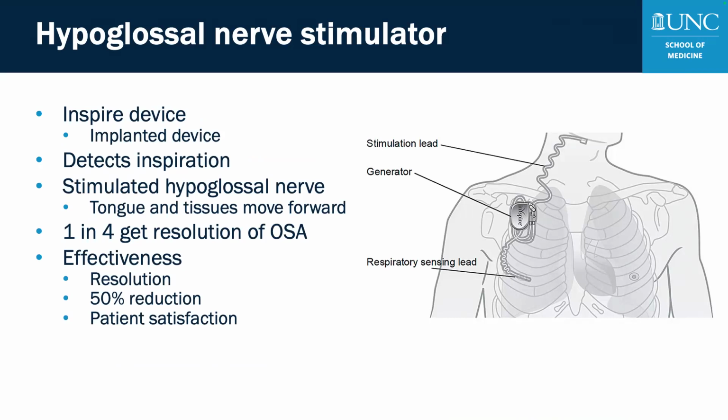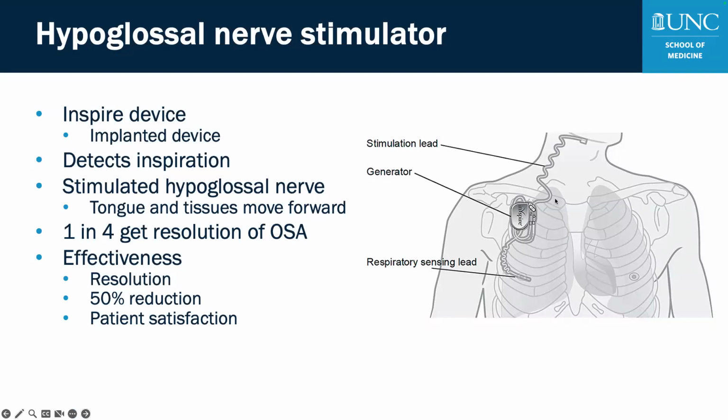So the hypoglossal nerve is the nerve that innervates the muscles of the tongue. And so there's a little device that is implanted in a little pocket under the skin in the chest, with a wire that goes down onto the muscles between the ribs, the intercostal muscles, to detect when you're taking a breath. And then there's another little lead that goes up through your neck onto the hypoglossal nerve. So it detects inspiration. When do you breathe in?